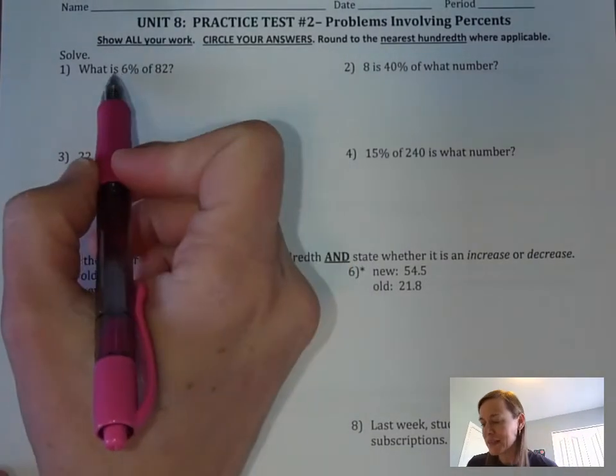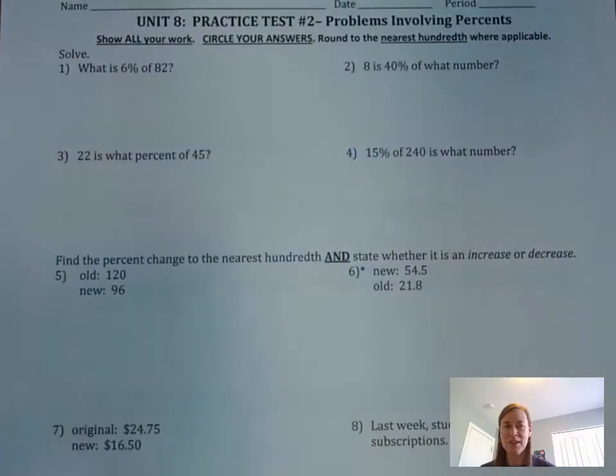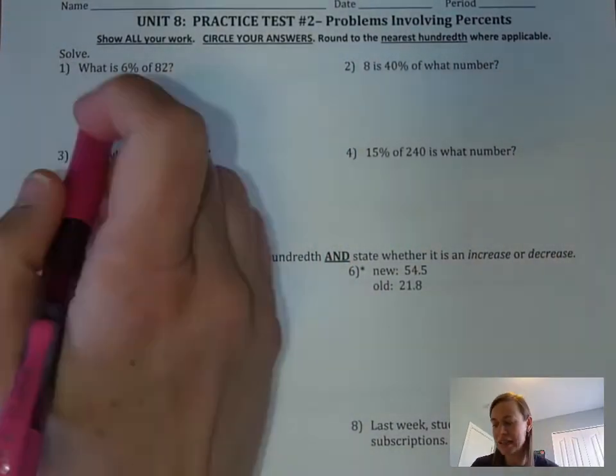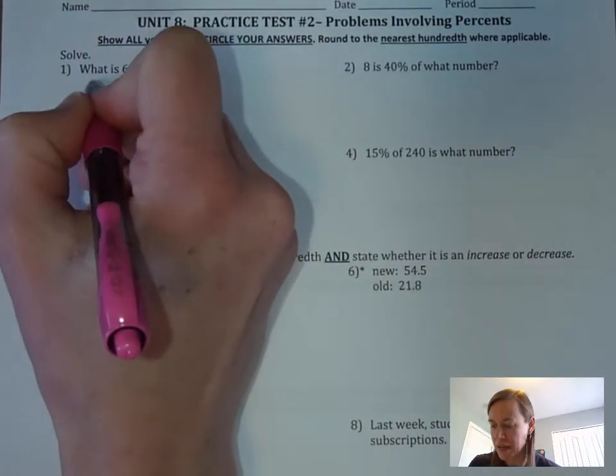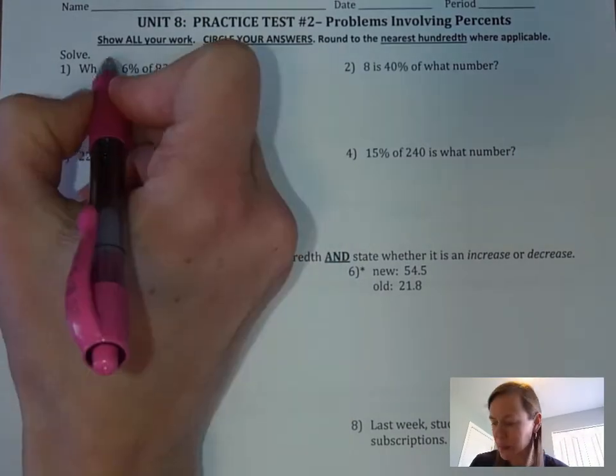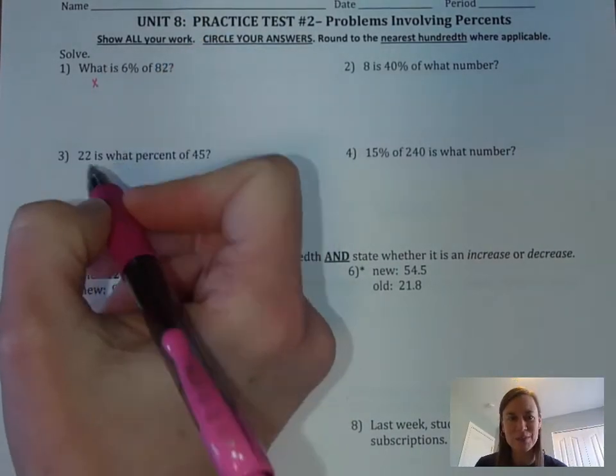Number 1 says, what is 6% of 82? This is one of those where we can just translate the English into math. So the "what" is the unknown, so I'm going to write an x here. "Is" is going to be my equal sign.